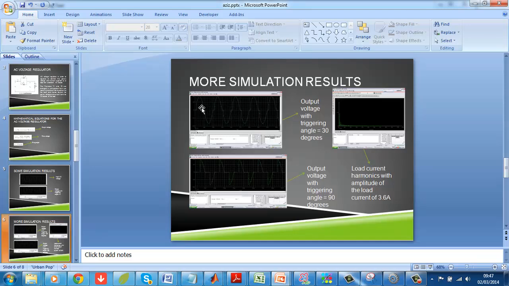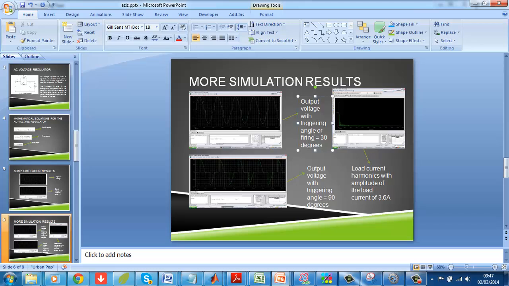Look at this particular waveform. The triggering angle, the firing angle, what is called, or what I call triggering angle. This is the firing angle. Firing angle is 30 degrees. So you see that the voltage is no longer like the original input. It's changing. So the voltage is regulated.